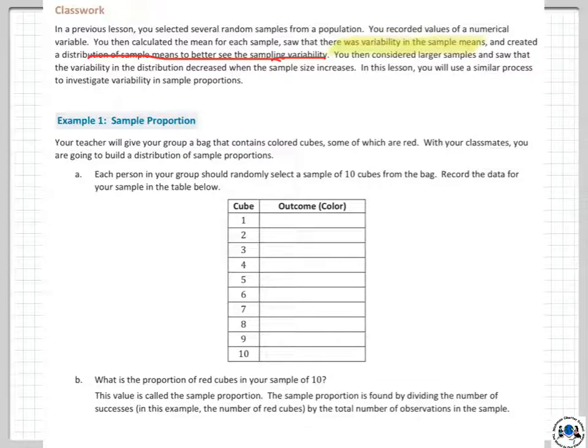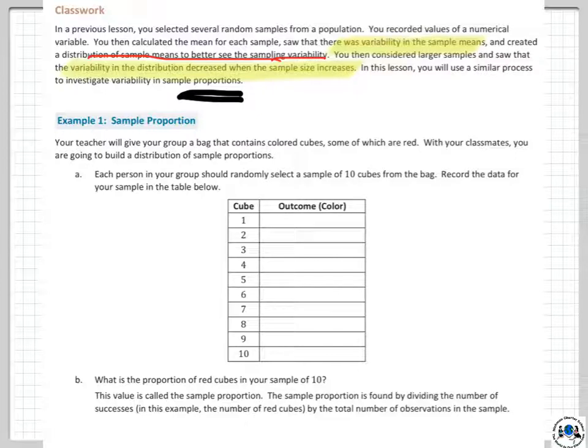We then considered larger samples and saw that the variability decreased when the sample size increased. This is a major point, and one we've stressed quite a bit. So in this lesson, we're going to use a similar process, but we're going to focus on proportions this time.